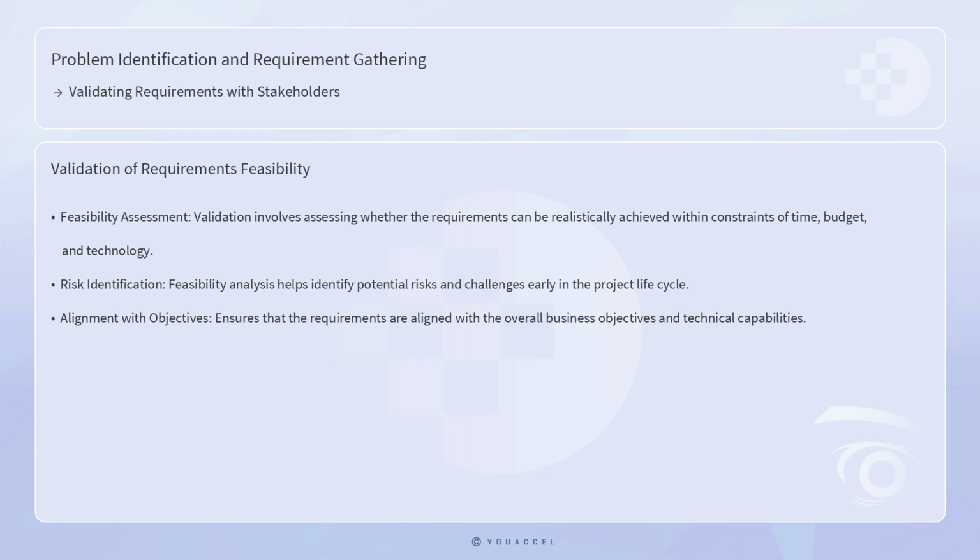Validation of requirements also involves verification of their feasibility. This entails assessing whether the requirements can be realistically achieved within the constraints of time, budget, and technology. Feasibility analysis helps identify potential risks and challenges early in the project lifecycle, allowing for proactive mitigation strategies. It also ensures that the requirements are aligned with the overall business objectives and technical capabilities of the organization.